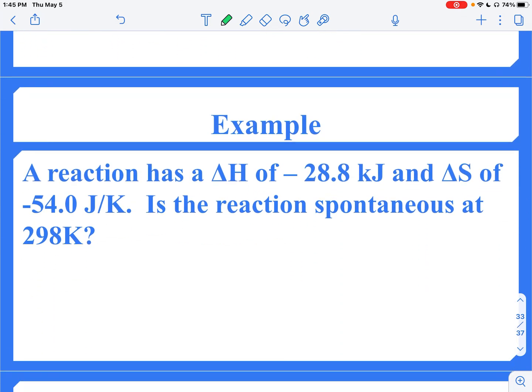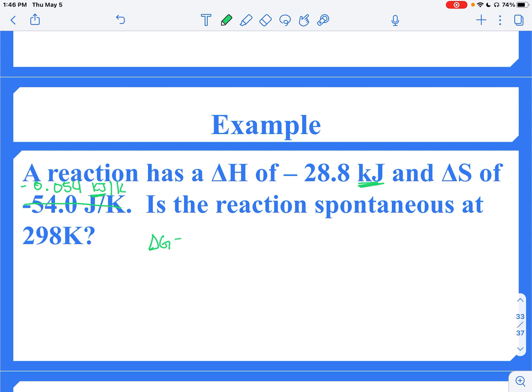So let's do an example. A reaction has a delta H of negative 28.8 kilojoules and delta S of negative 54.0 joules per Kelvin. So I see right away that I need to change this, because I need to have kilojoules and kilojoules in order to do that subtraction. So is the reaction spontaneous? There are a couple ways that you can think about this, but the easiest way is to just plug it into the formula and see what you get.